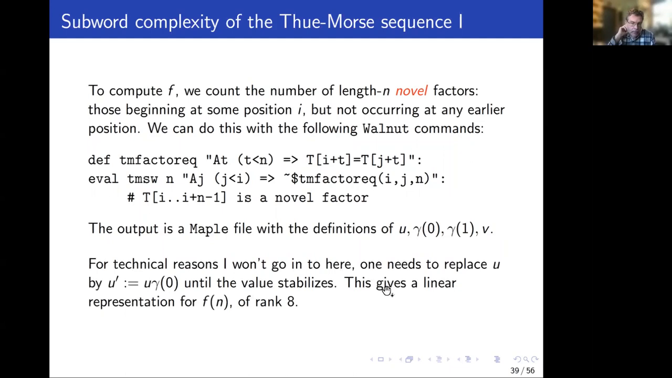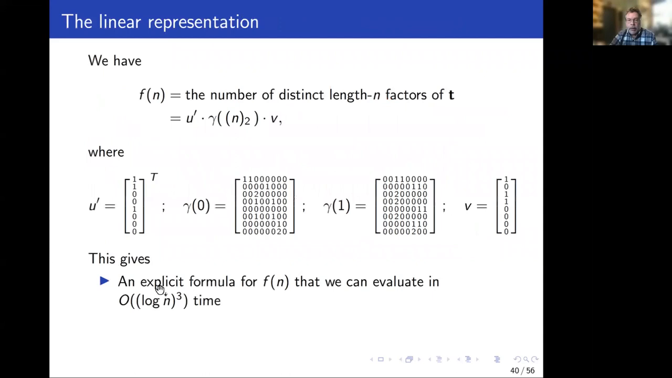Now, for technical reasons I won't go into here, the output of Walnut, the u that you get, actually is not quite the u that you need. What you need is to replace u by u gamma 0 until the value stabilizes. And this gives you this linear representation here. It gives you this u prime, gamma of 0, gamma of 1, and v. And now f of n, which is the number of distinct length n factors of t, is this thing. And this gives us an explicit formula for f of n that we can evaluate in log n cubed time. So much more efficient than listing all the factors and counting them.